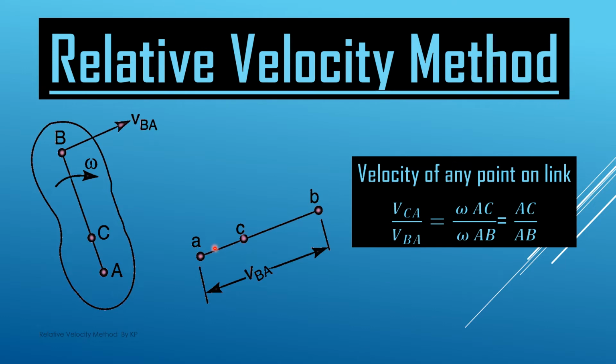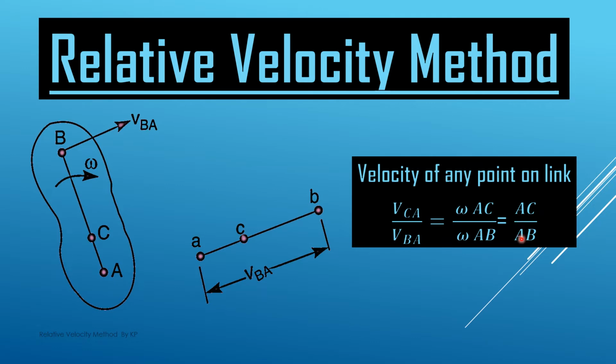And we measure this AC. This will give the velocity of point C with respect to point A. In the space diagram, all the letters are capital, but in the velocity diagram, all the letters are small. If we want a formula to find the velocity of any point on the link, we have VCA divided by VBA equal to omega AC divided by omega AB. Omega is the same here because all the points rotate with the same rotational speed. So we have AC divided by AB.